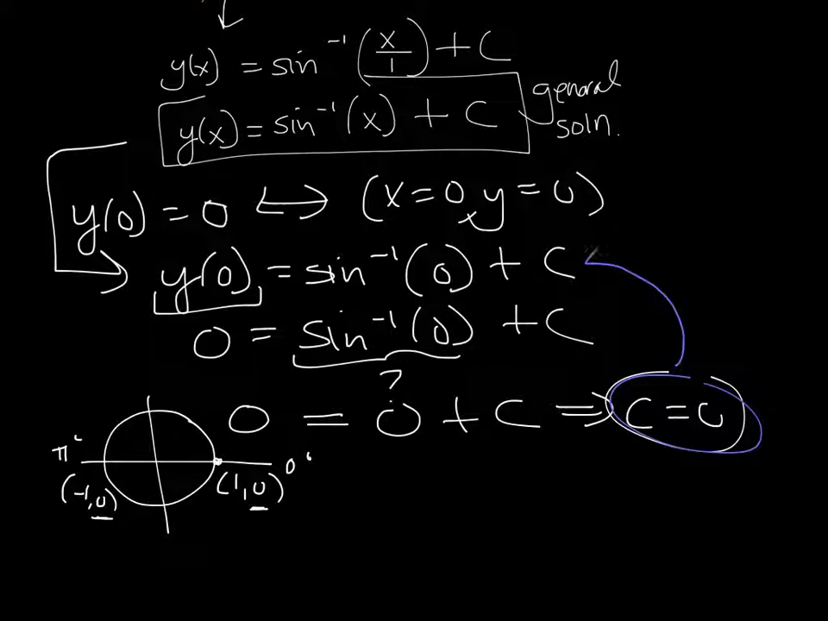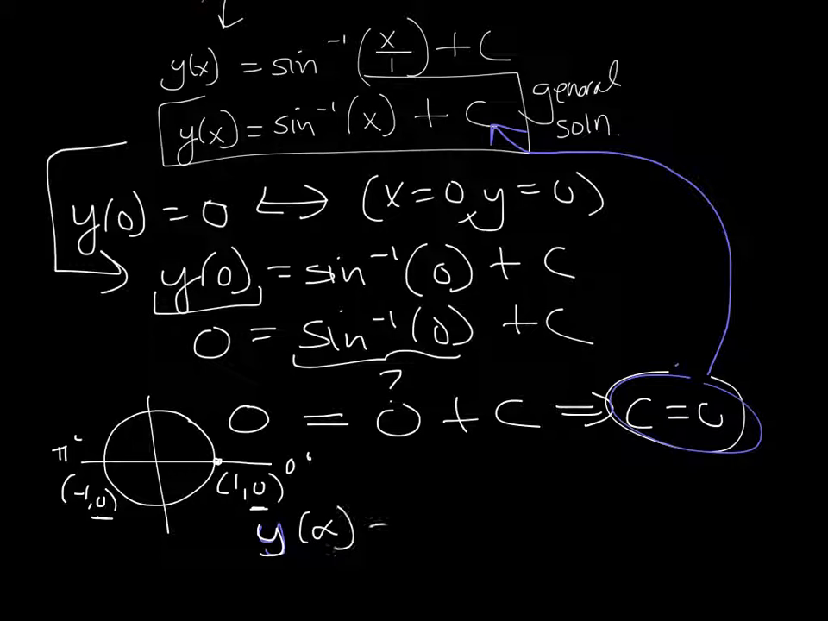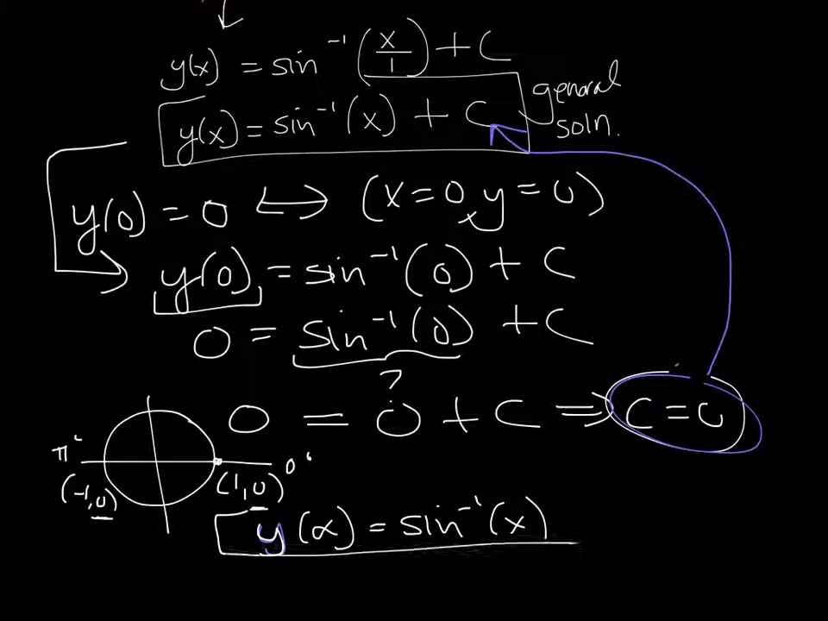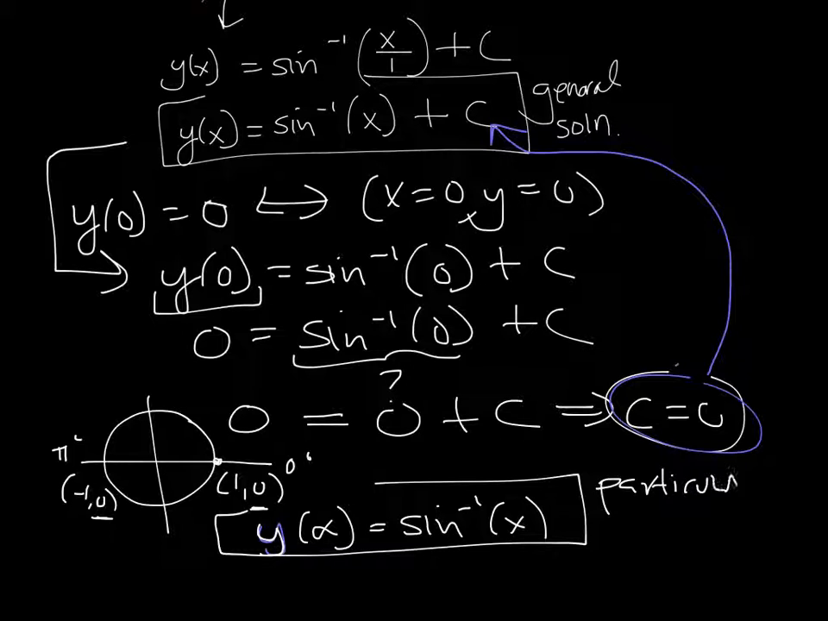So we substitute it into, there's our c. So our particular solution is y of x equals sine inverse of x plus 0, which we don't have to write. So there's a particular solution to the differential equation.